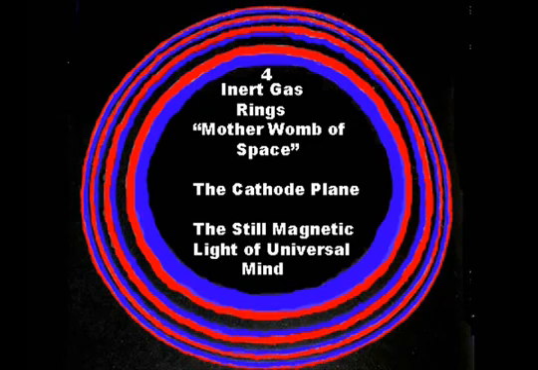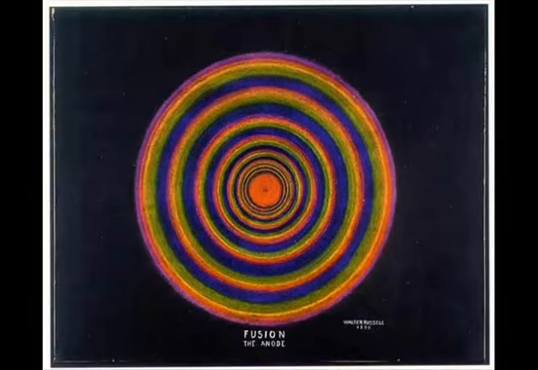These inert gas rings are 2-dimensional planes which bound the dimensionless magnetic cathode plane of the 9 cube faces. The inert gas rings, as pictured here, represent them in their cathode condition of maximum expansion, being centered by the mother womb of cold, still space. This image, titled Fusion by Walter Russell, shows the inert gases in both cathode and anode conditions together.